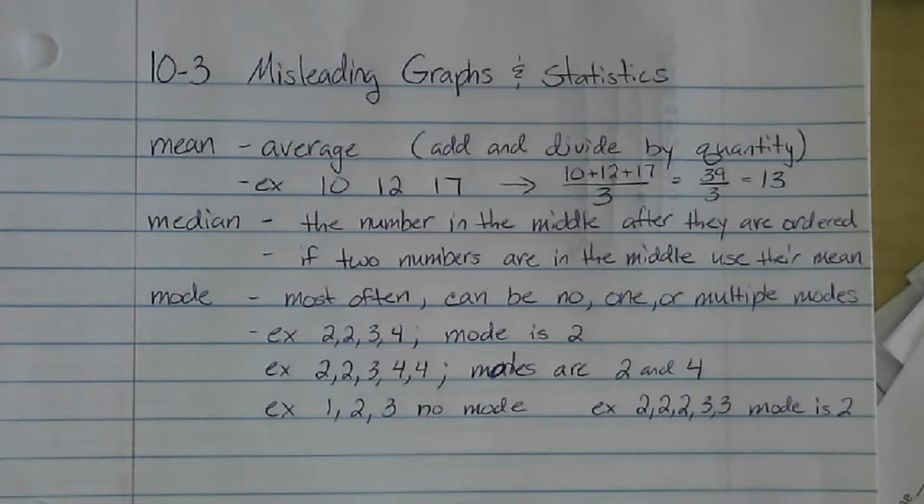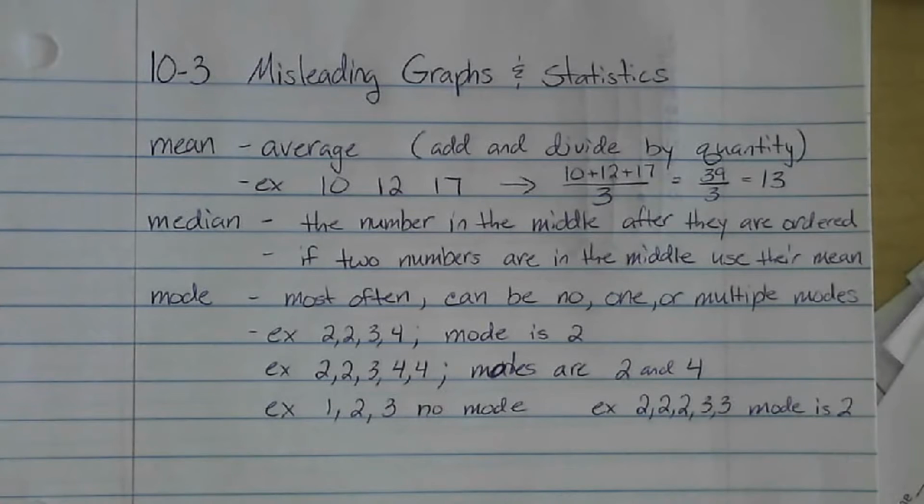The first one is mean. Mean is the average. To find the average, you're going to add up all of the numbers in your data set and divide by how many you have. So in the example here, we have the numbers 10, 12, and 17. We're going to add up all 3 of those numbers, divide by 3 because there are 3 numbers, and we end up with an average of 13.